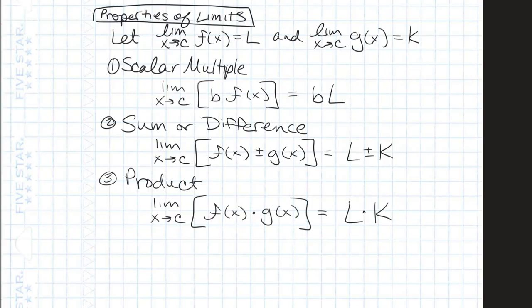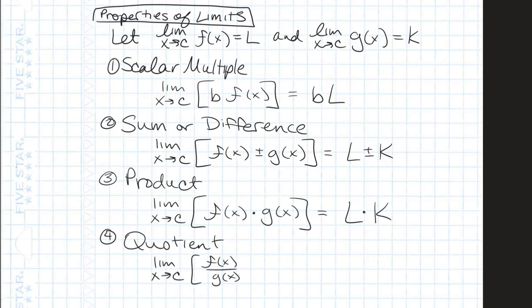Number 4, the fourth one is a quotient. If the limit as x approaches c for the ratio of f to g, so we're dividing them, kind of follows, as you've probably seen, we can do L over K. However, this one has a bit of a caveat. K cannot equal 0.